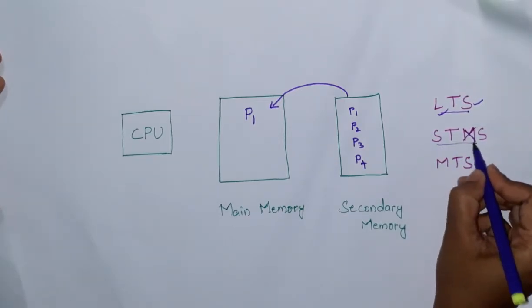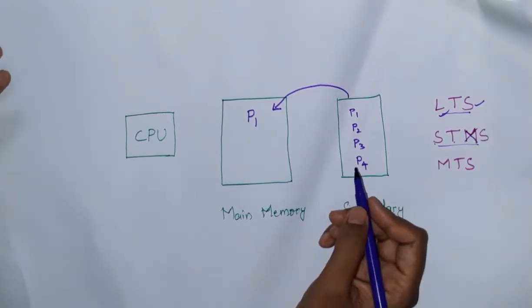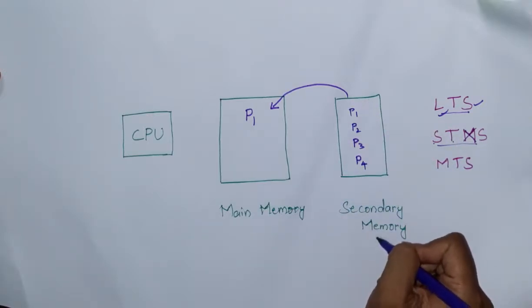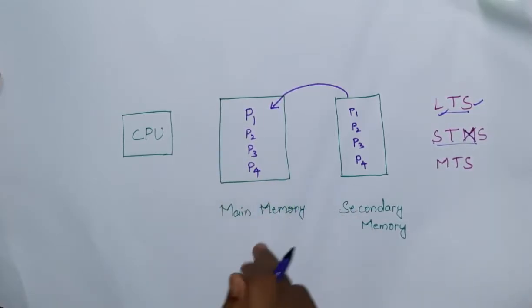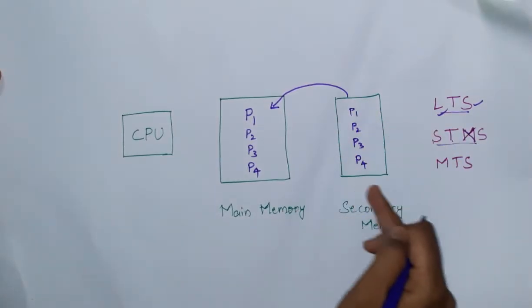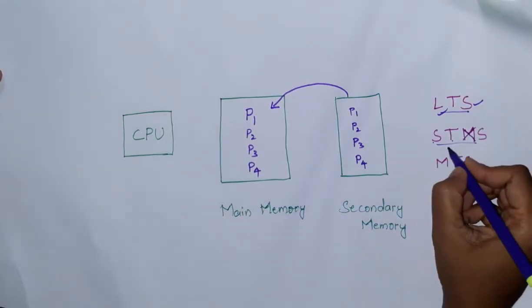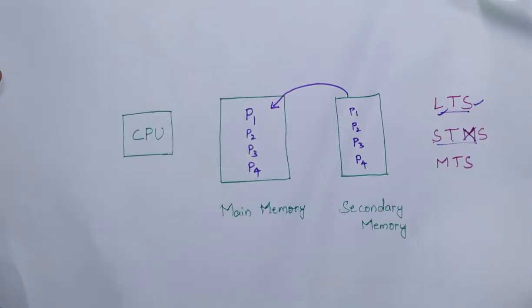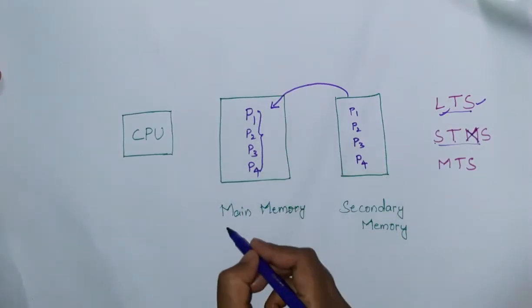Then what is STS? Short term scheduler. The work of the short term scheduler is, let us assume with the help of LTS, all the processes which are available in secondary memory are loaded into main memory, nothing but primary memory or physical memory. So now the short-term scheduler will come into context, that these are the available processes. These many processes are available in the main memory.